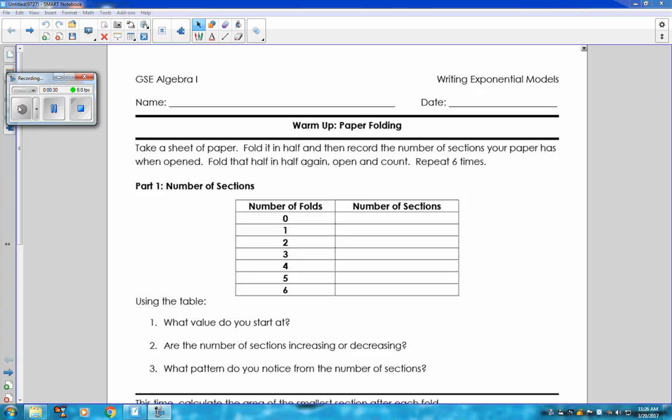So the first time we're going to do it, how many sections do we have after no folds? How many sections? One. So when I don't fold my paper at all, I have one big section. From here, I'm going to fold it one time. It doesn't matter if you fold it this way or this way. Just fold it in half.